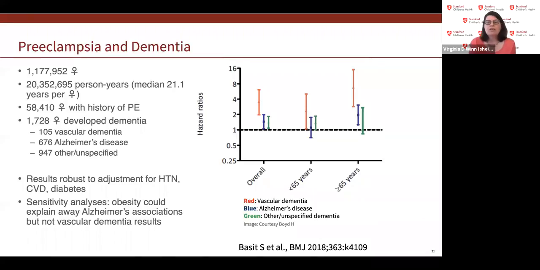And what they saw was that it's really vascular dementia that seems to be most strongly associated with preeclampsia, and that is even after adjusting for hypertension. The small association they saw with Alzheimer's dementia could be explained by obesity in the sensitivity analysis, but the vascular dementia results persist.